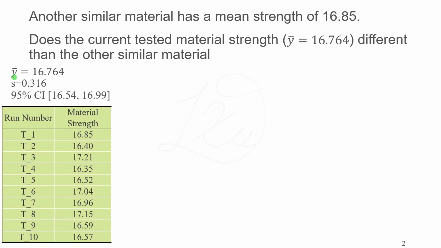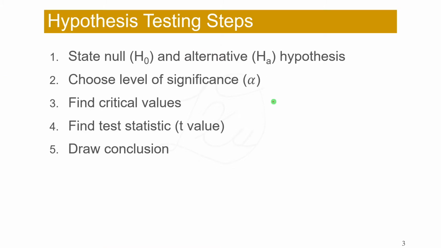In this example, we know the sample average, and we want to compare this material to a known population mean of 16.85. So for this other material, the strength population mean is 16.85. For the current tested material, we don't know the population mean. We only know the sample average, which is 16.764. And we want to know whether the current testing material is the same as the other material or not. The method we use to solve the problem is called hypothesis testing.